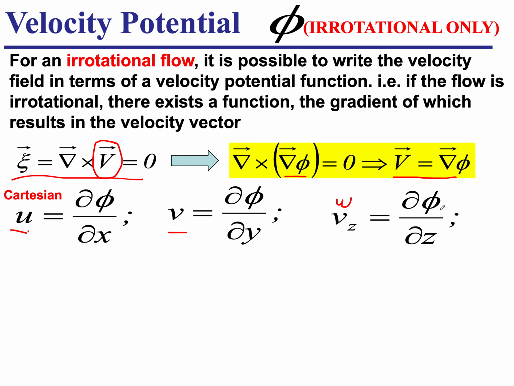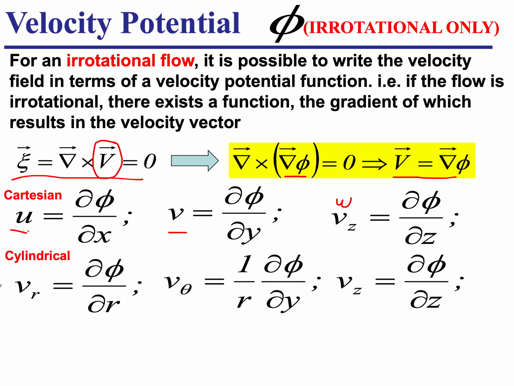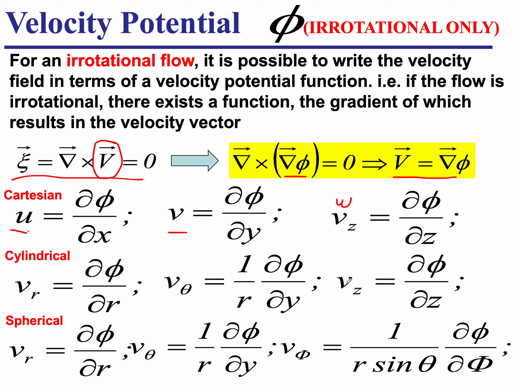And then in cylindrical polar coordinates, you have the radial velocity component, the tangential, as well as the axial or the z velocity component. So that is our velocity potential. And if you need to go spherical, I don't think we are going to need it in this course, but there it is.